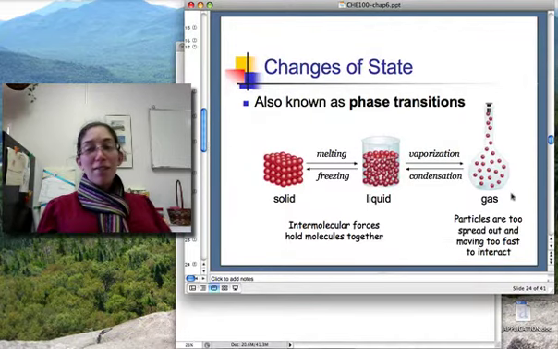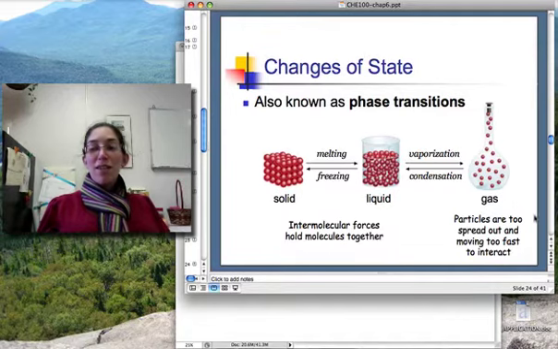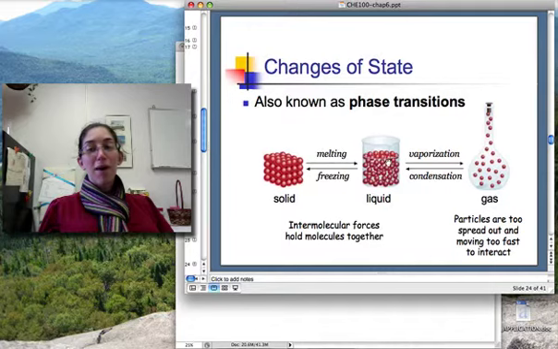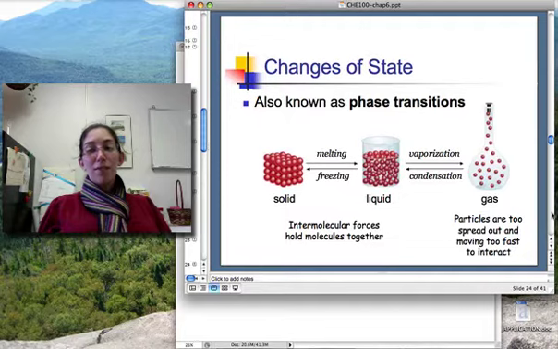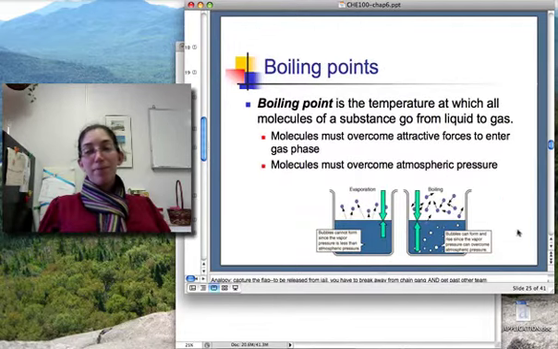So in a gas, essentially, there's no intermolecular forces because the particles are moving too fast and they're too spread out. Essentially, in a gas, you don't have intermolecular forces. They hold together the molecules in liquids and solids, but when you heat molecules and they move, they have so much energy, they actually overcome those intermolecular forces, then you get a gas.